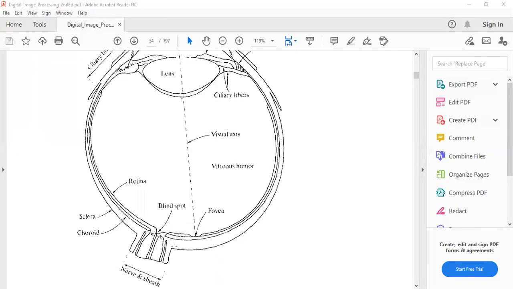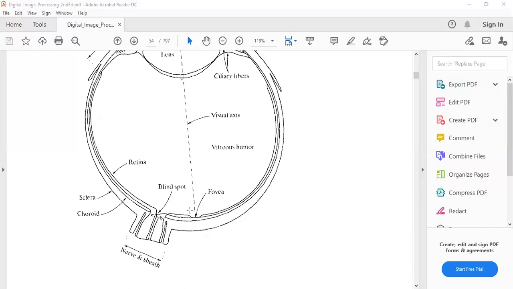Okay, then we have the blind spot. Blind spot is the area where there are no cones and rods. Okay, and there is no retina part here. If the visual axis falls onto the blind spot, then the person is what we call a blind person. The thing is, it should always fall onto the fovea, that is the visual axis. The light which enters into the eye should fall onto the fovea only. If it falls onto the blind spot, then the person is a blind person.